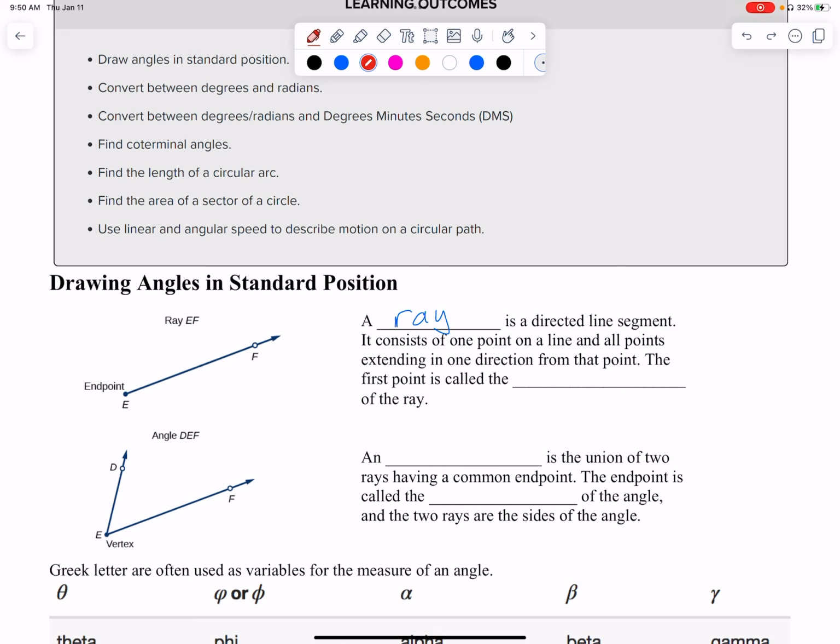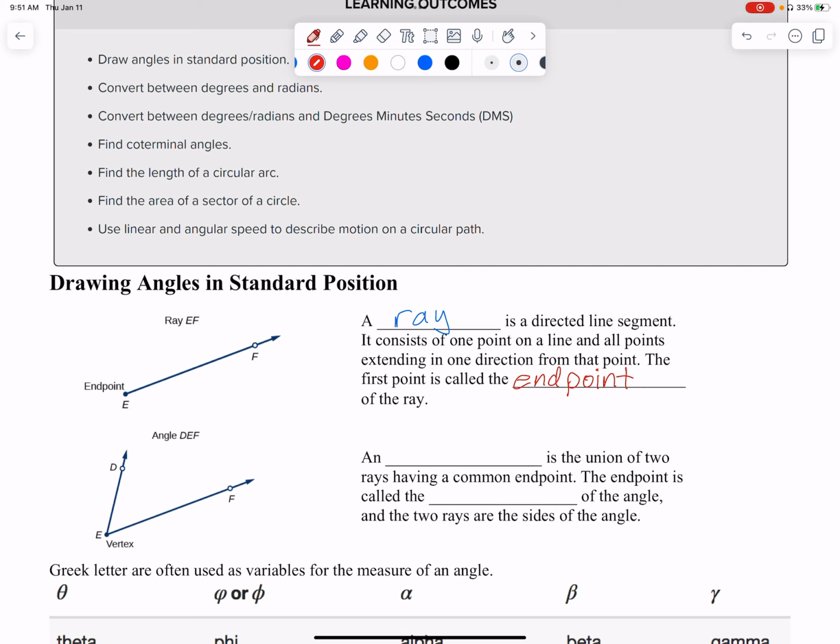It takes 2 points to define a ray, just like a line. It is the same thing as a line, except it only extends indefinitely one way. Okay, the first point is called the endpoint. Right, so there's the endpoint. Let me make this a little bigger. The smaller it is, my handwriting looks worse.